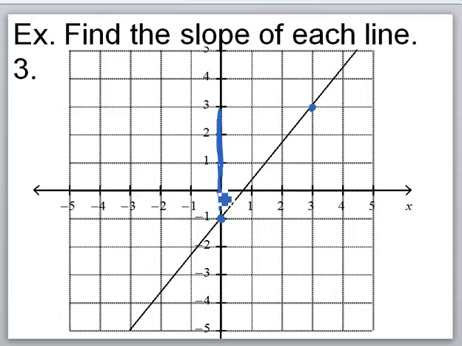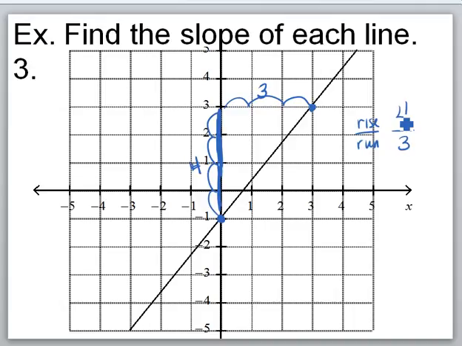Well, I'm climbing 1, 2, 3, 4. See the 4 humps. So there's a rise of 4, and then there's a run of 1, 2, 3. A run of 3. So I can describe this slope as 4 over 3. The rise over the run.